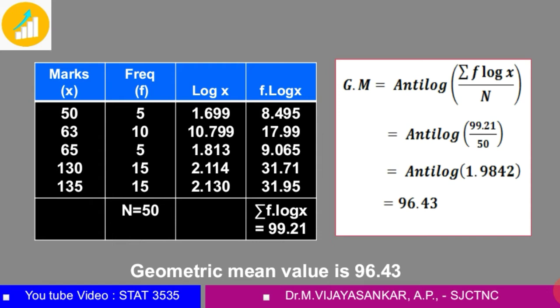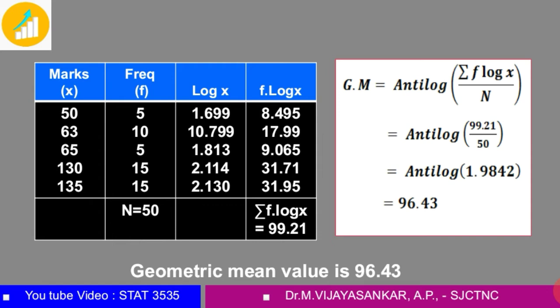So we introduce the fourth column, multiplying now f into log x. We get 8.495, 17.99, 9.065, 31.71, 31.95. Finally, summing this fourth column, we get our sum of f into log x values is 99.21. This is our numerator answer.